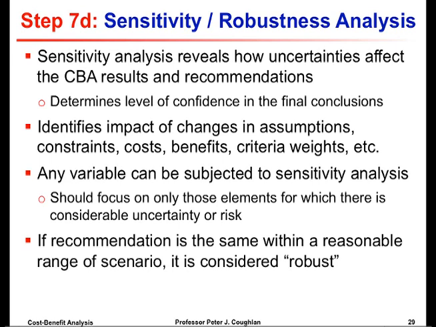But the idea is you're asking how the results or recommendation change when we change constraints, assumptions, costs, benefits, criteria, weights, those sorts of things. Of course, you could look at sensitivity analysis for any variable you wanted, but ideally you want to focus on those elements where there is the most uncertainty or risk. If you're least confident, and you said, well, I made this assumption and I could be off by 20, 30, 40%, then you really want to do sensitivity analysis on those variables, not the ones where you might be off by 5% one way or the other. If a recommendation is the same within a reasonable range of scenarios, it is considered robust. It's robust to deviations from your assumptions.